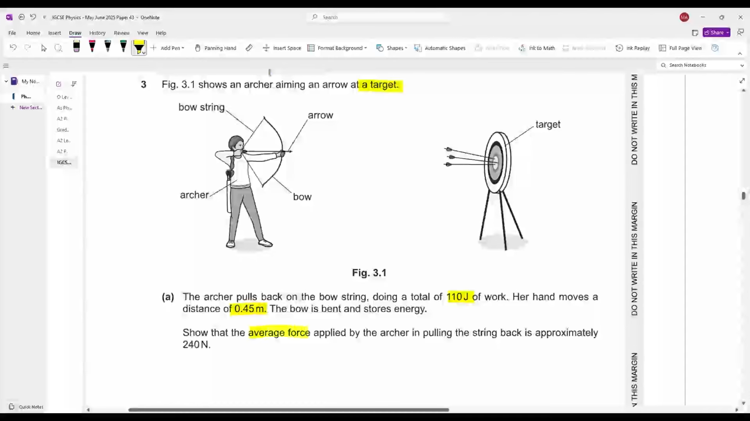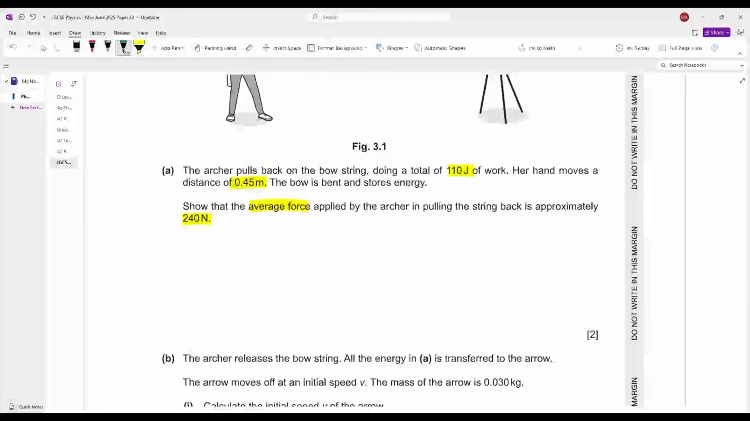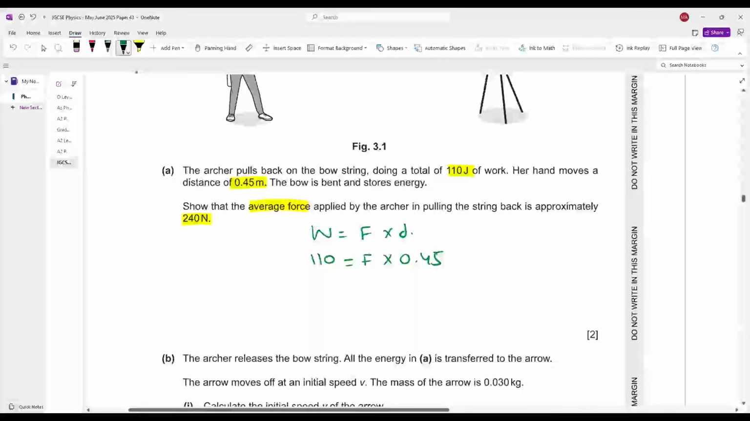Show that the average force applied by the archer in pulling the string is approximately this. Okay, you have to calculate the average force. How will you do that? Beta, do you remember work done is equal to force into distance? What is the work done? 110. You have to calculate the force. What is the distance? 0.45.